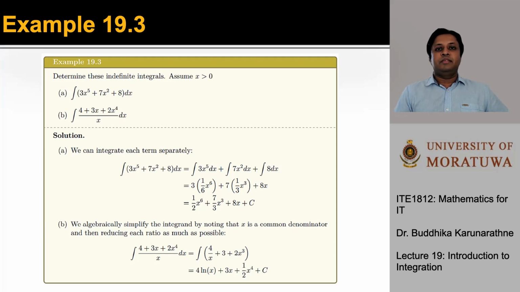And then what you do is you integrate them separately. If there is a constant in front, you can take it in front. So the first part, when you integrate, the answer would be 4 times ln x, the natural logarithm. The second part will become 3x, and the third part will become 1 over 2 times x to the power 4, plus the constant. So this is how you apply the simple rules of integration when you have a combination of functions.